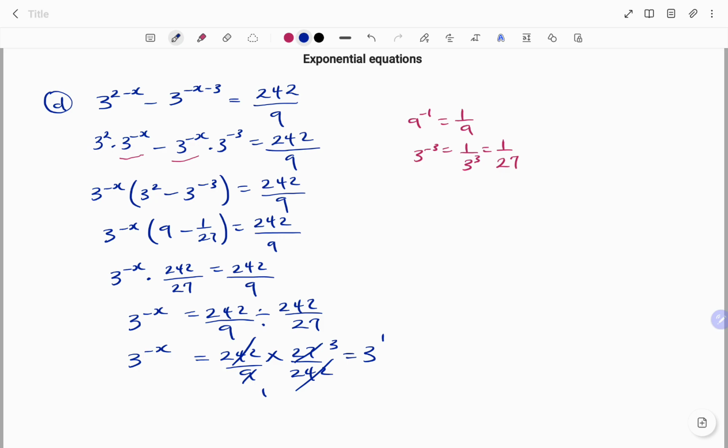And as soon as I can see that my bases are the same, I'm going to equate the powers. I have minus x equals 1, so therefore my positive x equals minus 1.